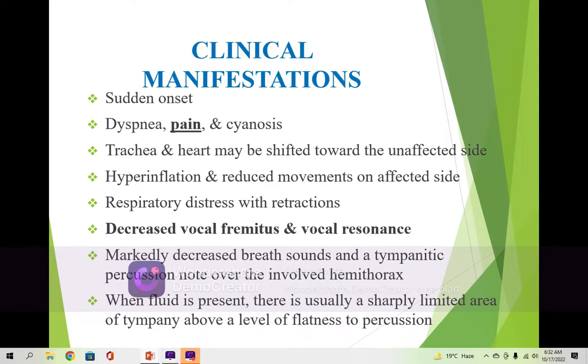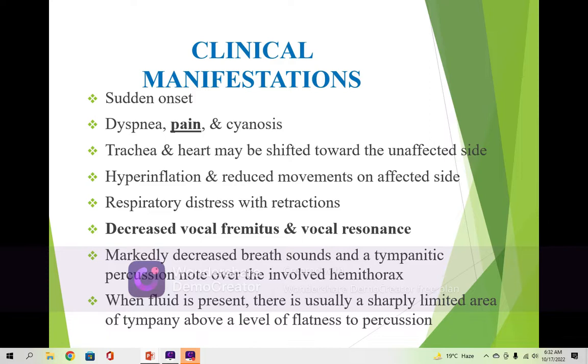Now, clinical manifestation: it may be sudden onset. Of course, somebody may have emphysema, emphysematous bullae, their subpleural bullae were there and they rupture. And then what happens? Dyspnea, because of the pressure on the lung, the forward vessel capacity is reduced. There is pain because there is pressure on the parietal pleura, which has got the nociceptors. Pain will occur, and cyanosis.